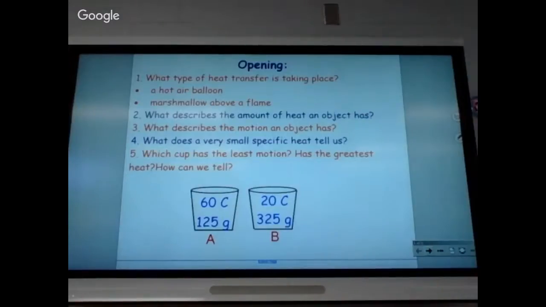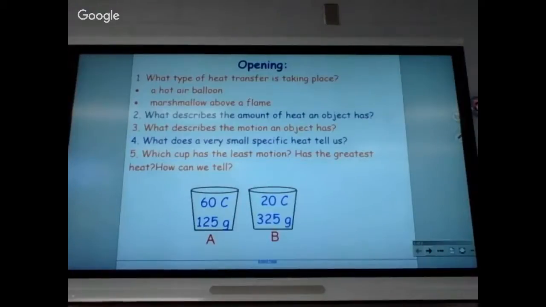But a hot air balloon rises and falls by convection. Now, I think it was Bree in Virginia that asked me about the marshmallow above the flame. They clarified that it says above the flame. So it is what? Radiation. Now, if you're one of those people who put your marshmallow in the flame because you like it charcoaled a little bit, that would have been conduction. But it's above the flame, so it's radiation.